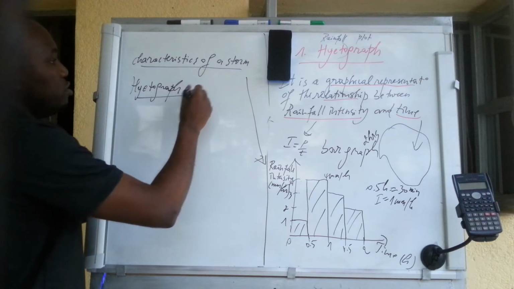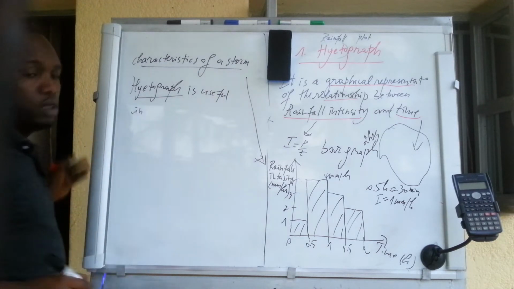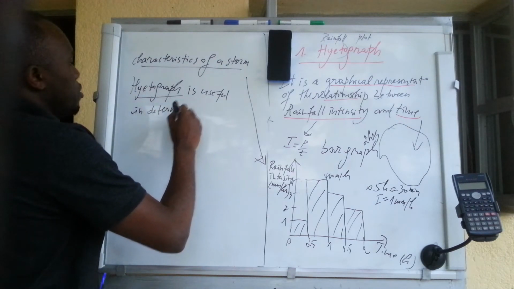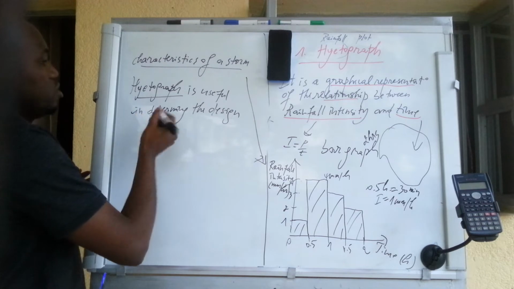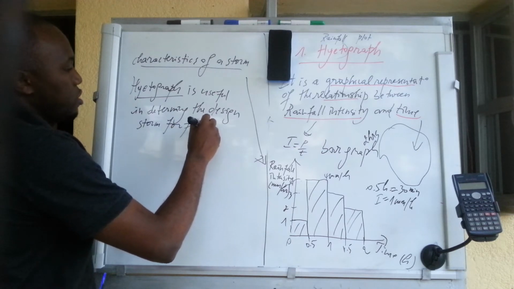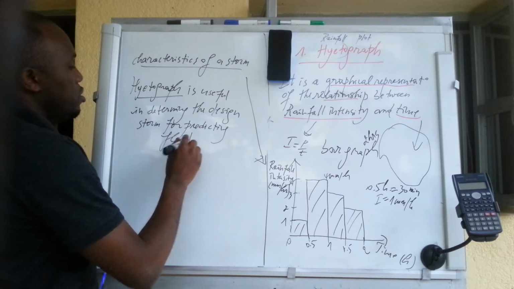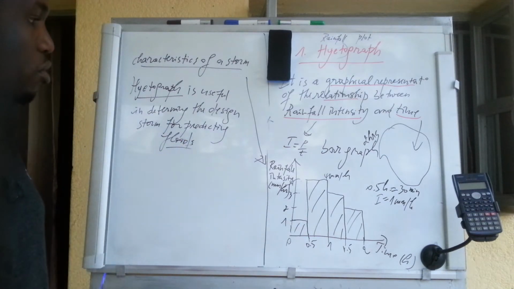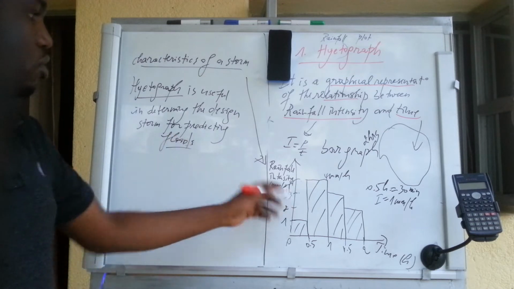This hyetograph also is helpful, is useful in calculating or in determining the design storm for predicting floods. So if you want to predict the floods, this graph can be helpful because it can help you just to determine the design storm. That is another important use of this hyetograph.